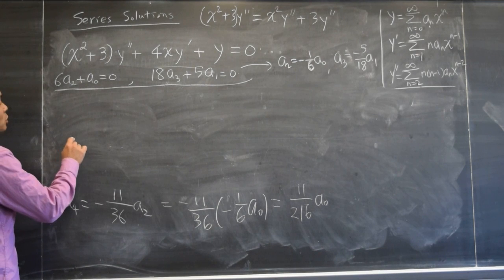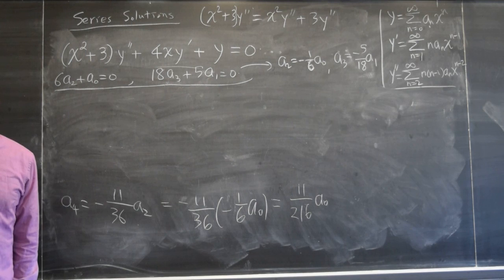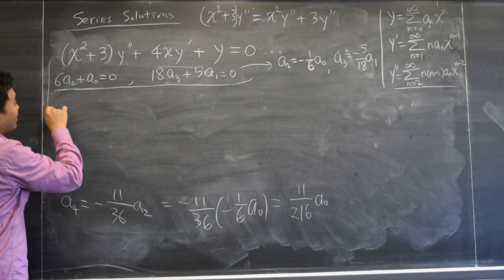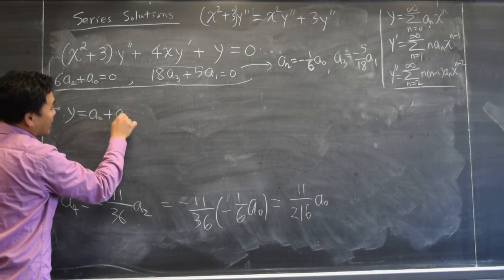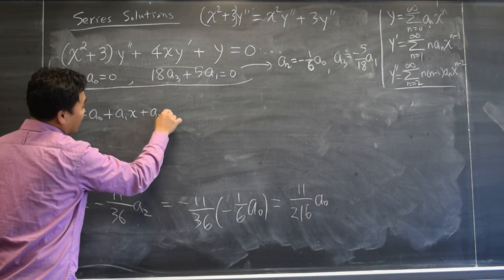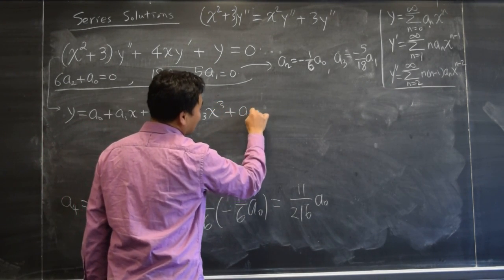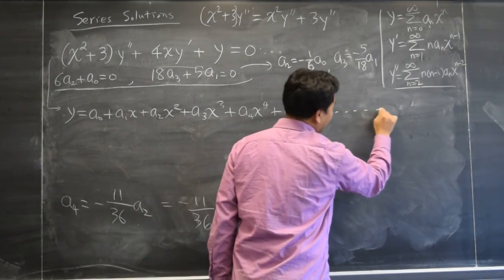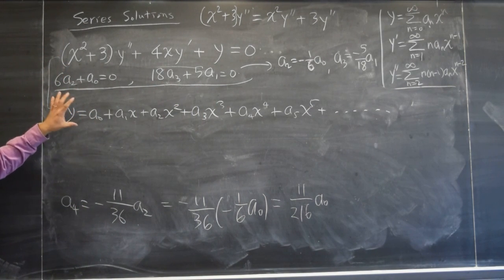So let's see. What are we doing? At some point, you forget what you're trying to do, right? What were we trying to do? We're trying to solve this in the form of y equals a0 plus a1x plus a2x squared plus a3x cubed plus a4x to the fourth plus a5x to the fifth, and so on and so on, right? That's how we're imagining the solution is. We're trying to find the power series solution of this equation.